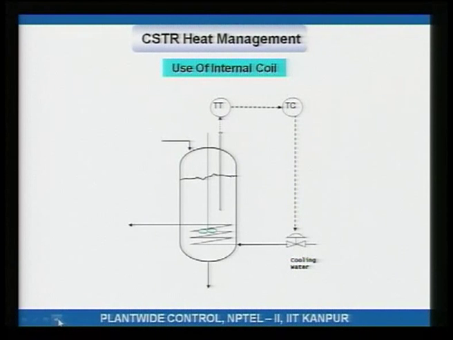One of the ways to do that is to use an internal cooling coil. What is an internal cooling coil? Just cold water flowing around, okay. And in this case, reactor temperature is controlled by adjusting the cooling water flow rate. An internal cooling coil will give you more heat transfer area, certainly much more than what you will get in a jacket, okay.